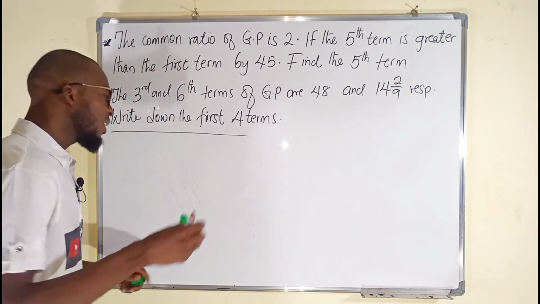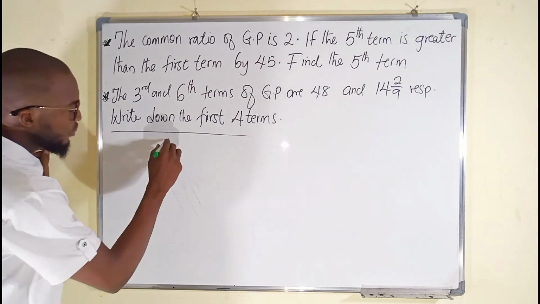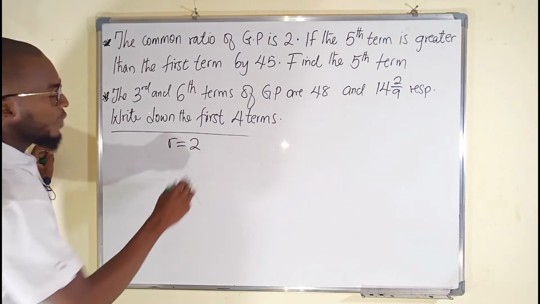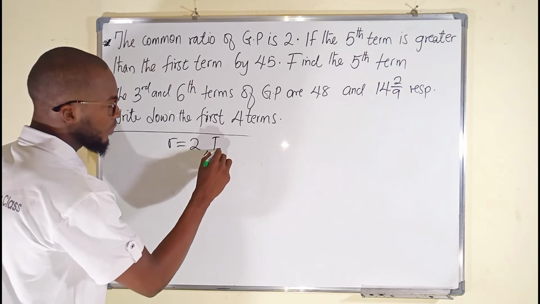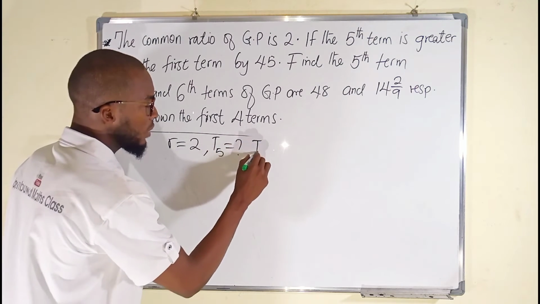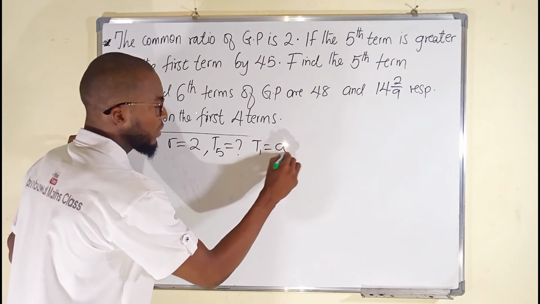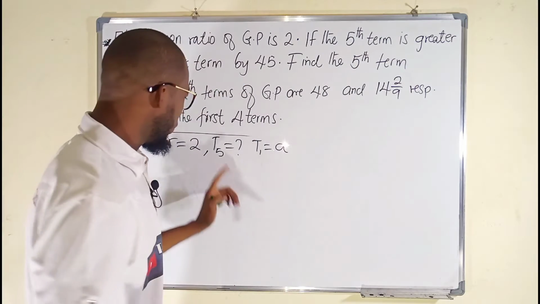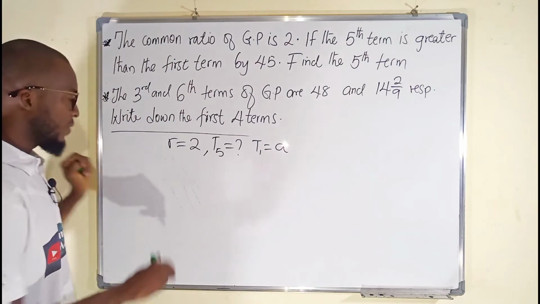Okay, let us write the data. Common ratio is given as 2. We are looking for term number 5. Term number 1, remember, is denoted by A. First of all, before bringing down this condition, let us simplify this term number 5.